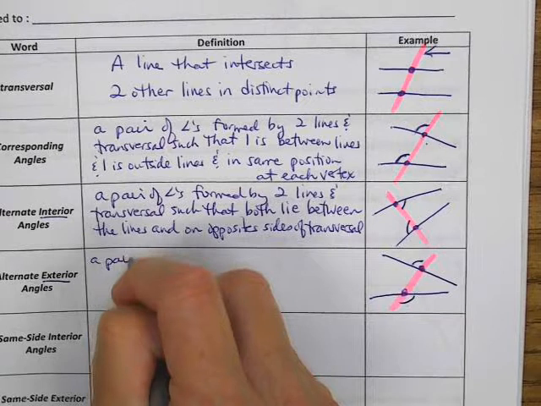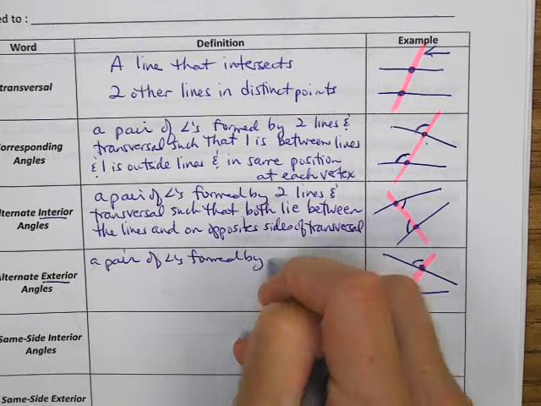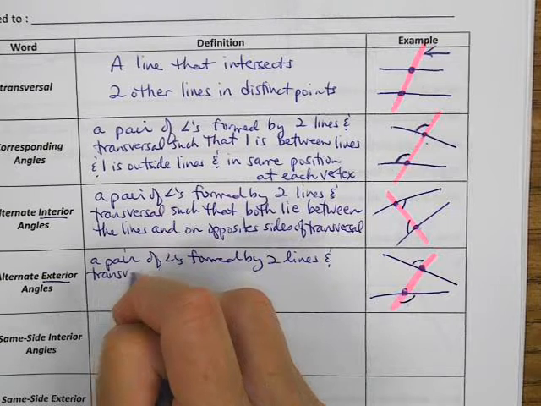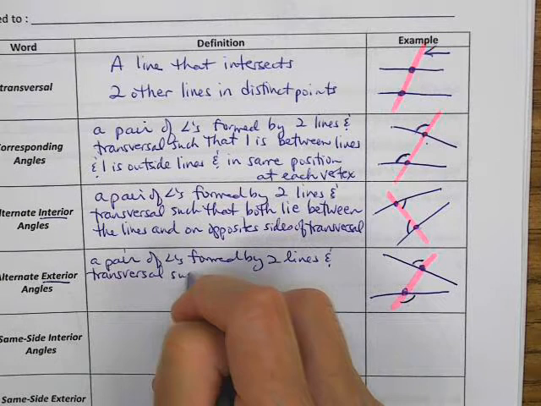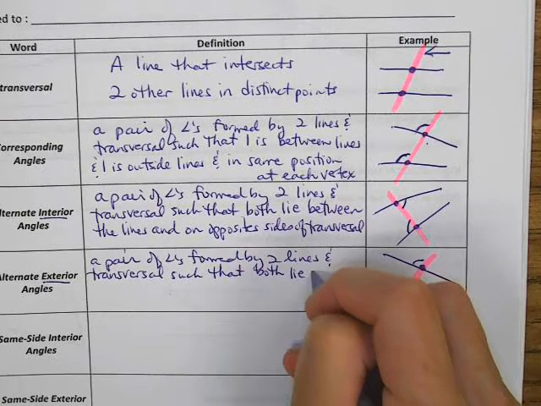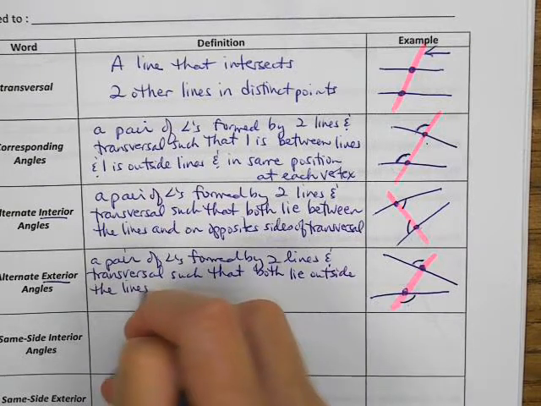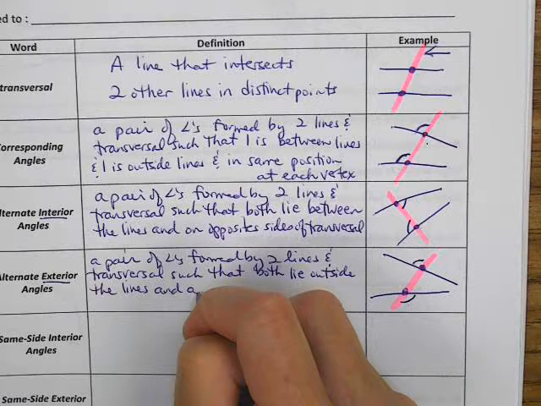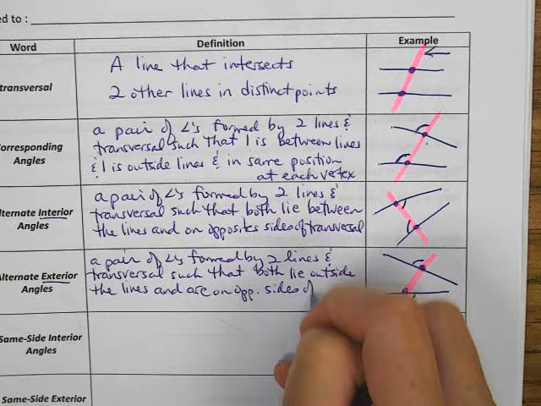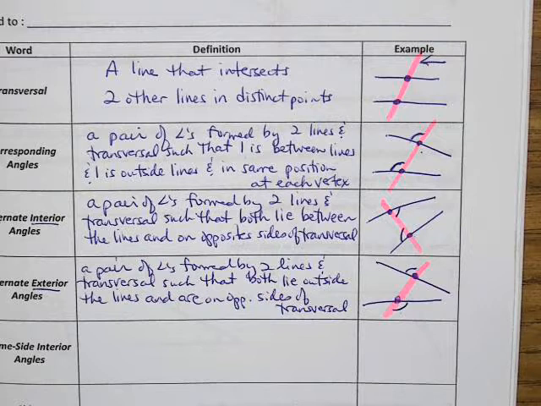So similarly to the one we wrote above, a pair of angles formed by two lines and a transversal such that both lie outside the lines and are on opposite sides of the transversal. All right.